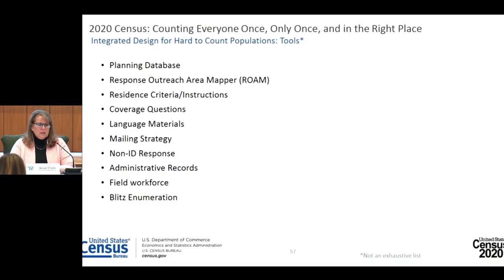The Planning Database and the Response Outreach Area Mapper, or ROAM, are tools that can be used by Census partnership specialists, local officials, and community leaders to identify hard-to-count areas. The ROAM combines low response score data with an interactive mapping platform to allow users to identify hard-to-count areas and better understand the populations of these areas for the purpose of 2020 census outreach and promotion.